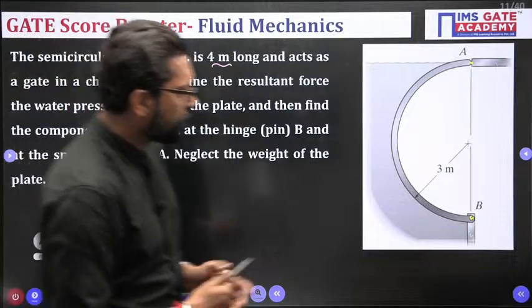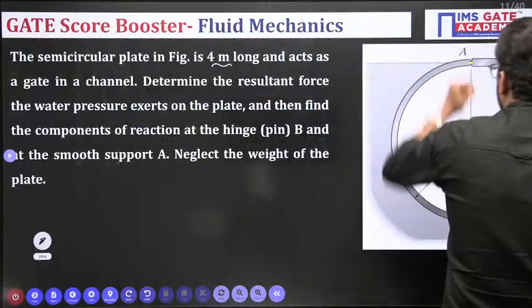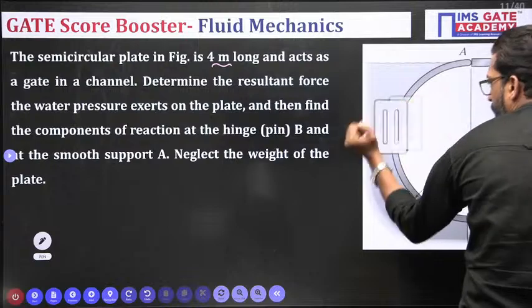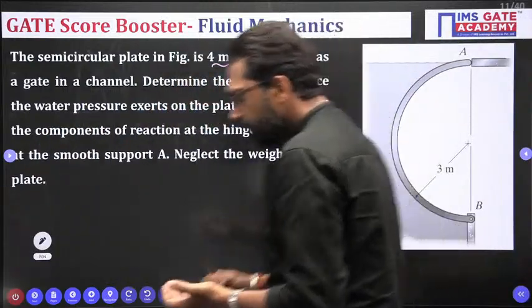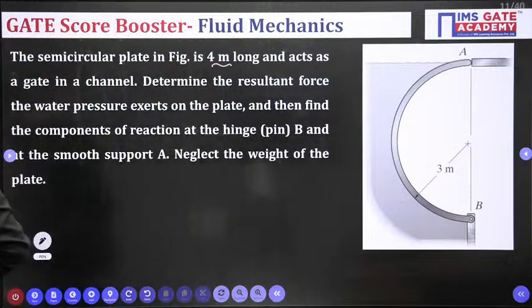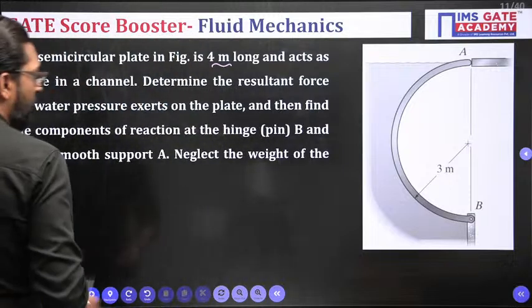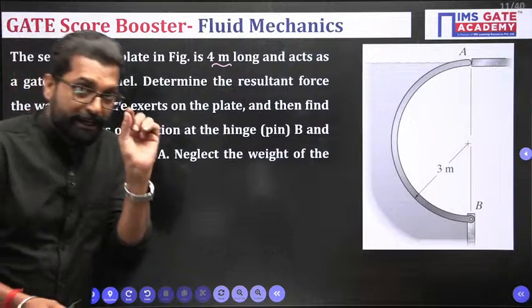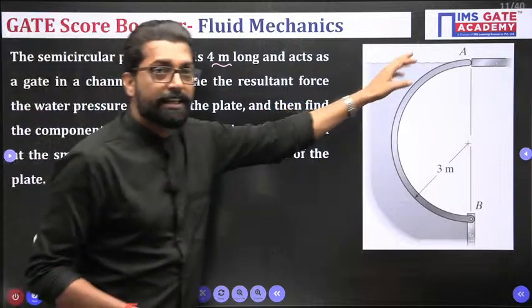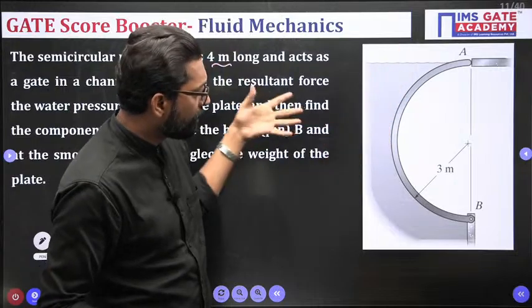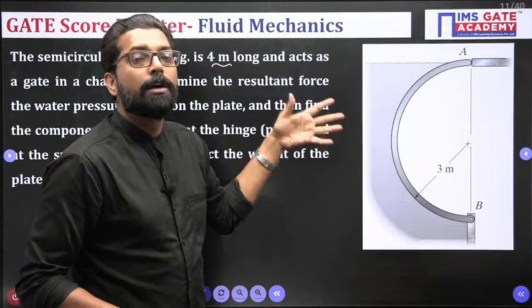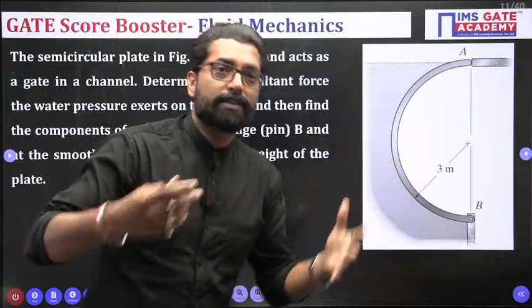What is the approach of this problem? Please, anyone? Anyone, please? First, we have to determine the horizontal force. That means the water is held on one side. We have to determine what the horizontal force is, that means what the vertical force and the horizontal force are.